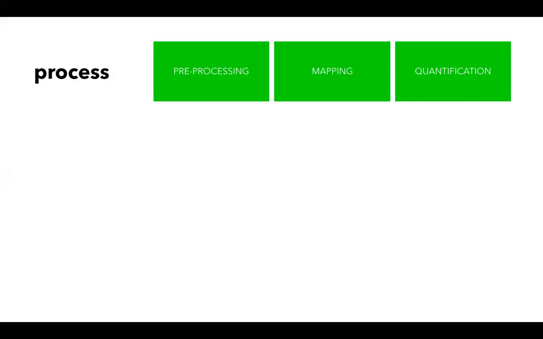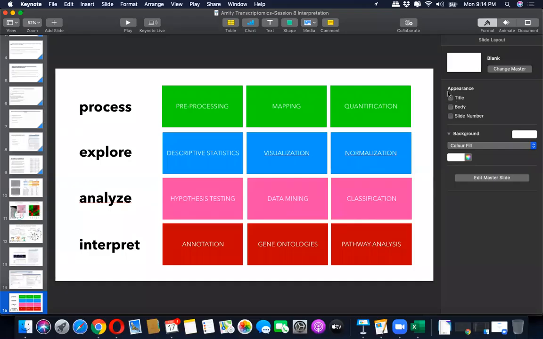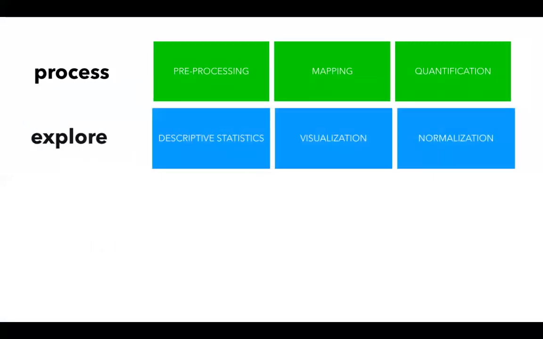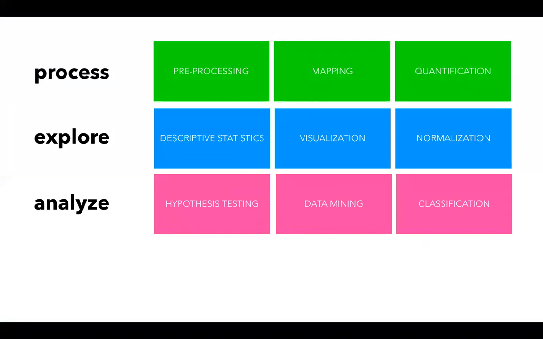So if we do a review, what we did is we first processed the data. We did pre-processing from the raw reads. Then we did mapping. Then we did quantification. This was in transcriptomics too. And then we did descriptive statistics, visualization, and also normalization. This was part of transcriptomics 2, right? And then we started another part, hypothesis testing.